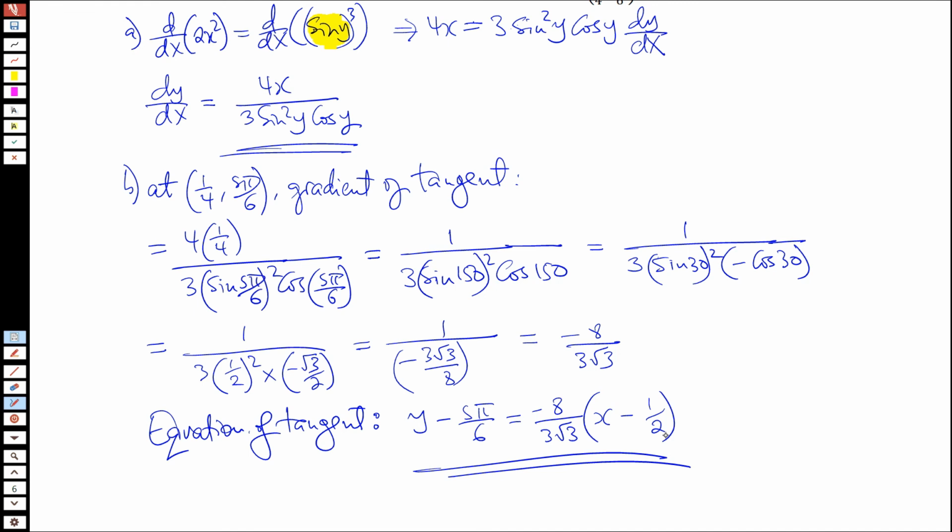sorry, not really a half, a quarter. And actually this was a quarter as well. Sorry, I have a quarter here. So yeah, minus a quarter, and that will be the required solution.